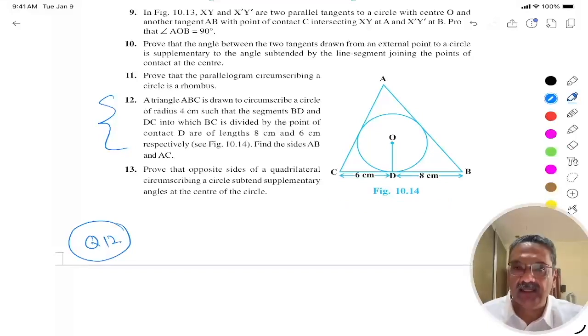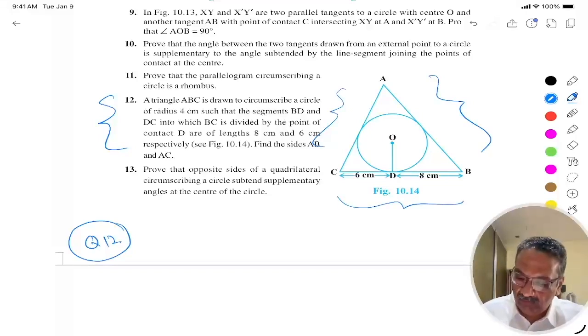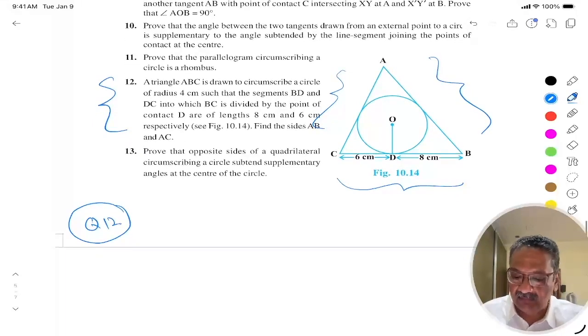The diagram is given, so we don't need to worry much. You can see that O is the center of the circle. ABC is a triangle which is circumscribing, that means all these three sides are tangents. Now we have to find the length of the sides AB and AC. This is a little difficult question. Once you see it, you will be able to do it neatly.